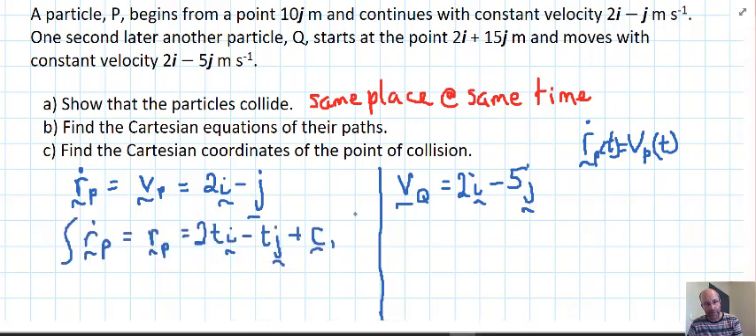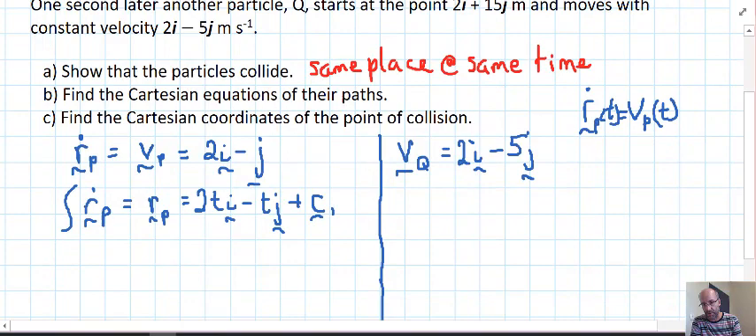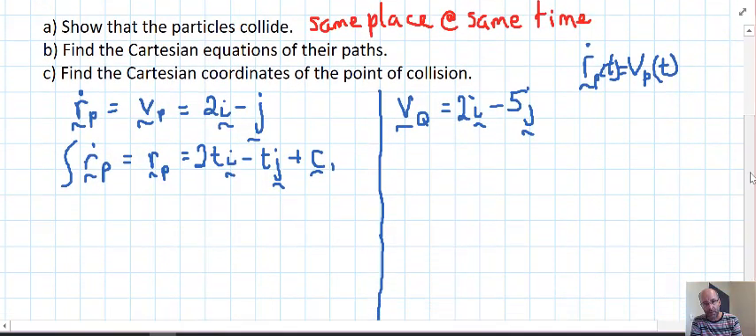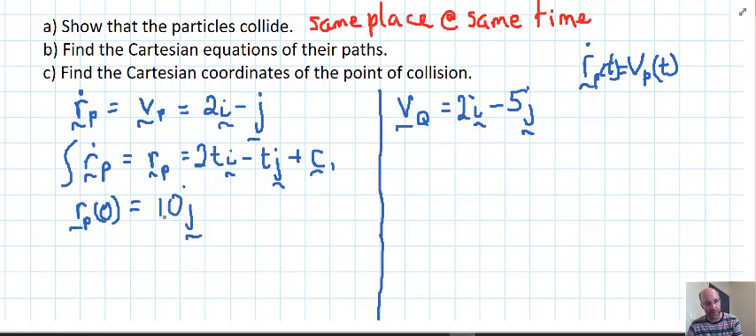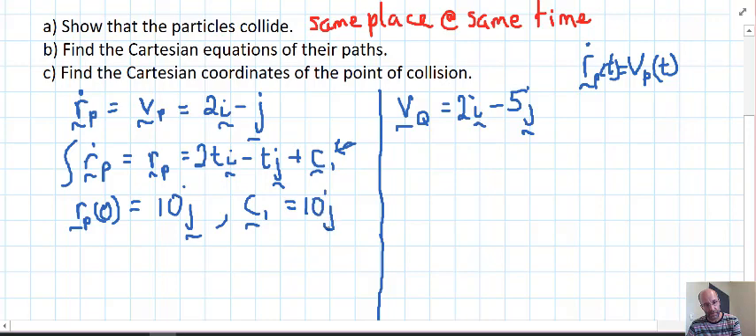Okay, so from our previous video we know for particle P, to find the position vector we have to integrate, and you can see the results there. Now we get a constant vector. From the last video you would have seen this. We're given that its initial position for P is 10j, and if we subbed in, like in the previous video, t equals 0 for the expression above, we would find that C1 is actually 10j itself. See the previous video.